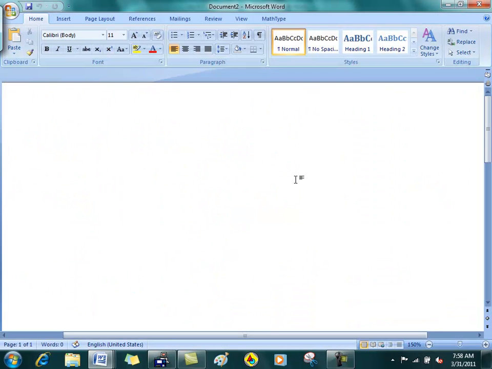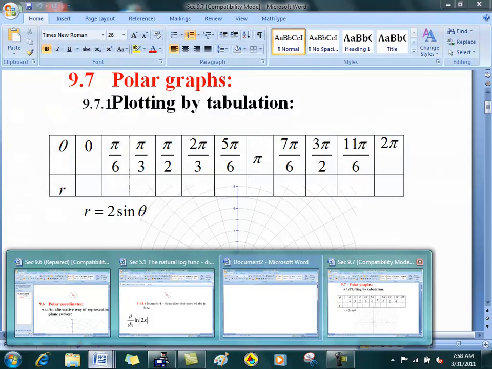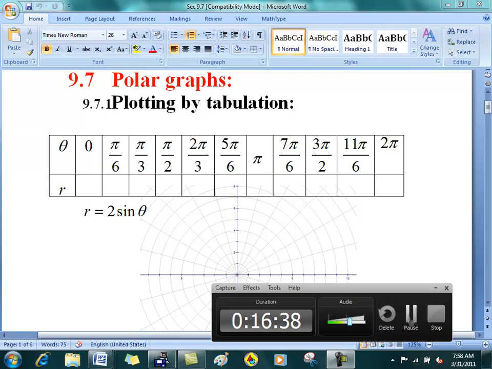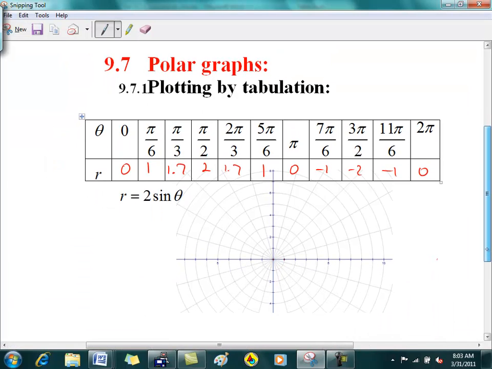Okay, moving on to 9.7 now, and it's all about graphing. So I'm going to fill this table out. You guys do it with your calculator, and I'm going to pause. My circles are going to be half a unit apart. So when I'm at 0 degrees, I'm here. 0 degrees, 0 radius.